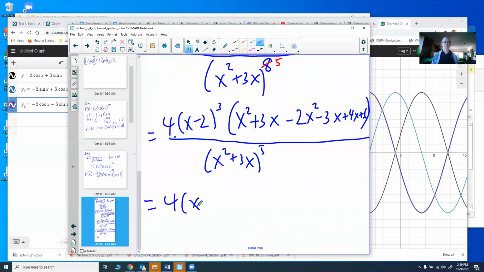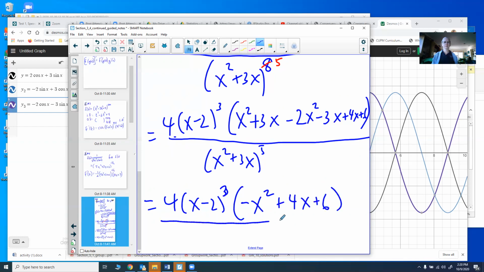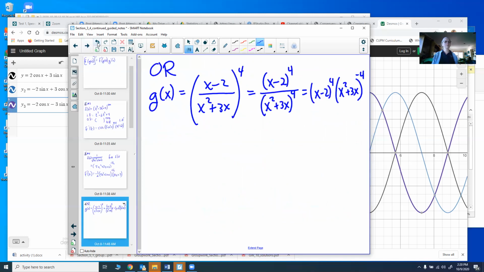And then I've got 4 times x minus 2 cubed. And then one of my x squareds cancels. I got a minus x squared. 3x minus 3x is canceled. I have a plus 4x plus 6 all over x squared plus 3x to the 6th. You could see if this factors, factor out the -1 and then see if what you have left factors. It doesn't in this case, so we're done. That's one way to do the problem.